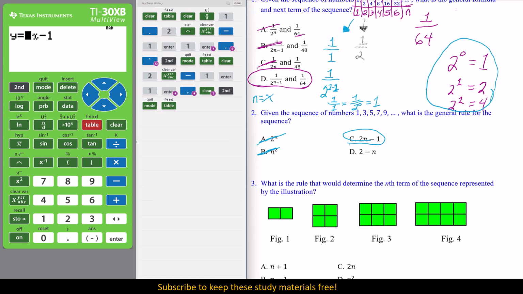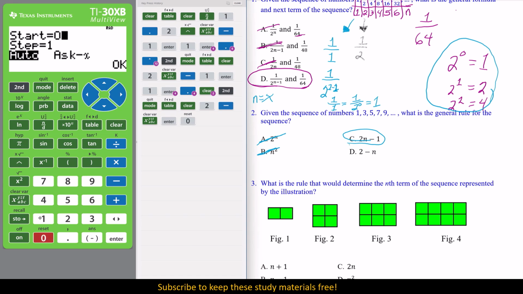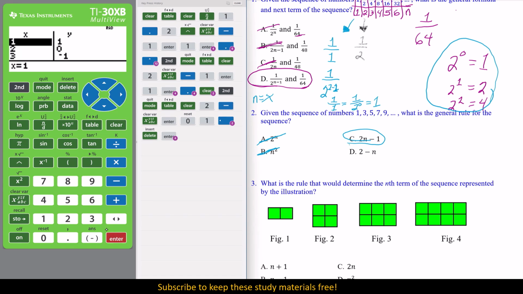So I went back to the beginning. I'm going to clear it out. So let's say 2 minus x. All right, let's go enter. Start at 0. No. Start at 1. A good thing we can delete and type over. There's our 1. Okay, and push enter and enter.